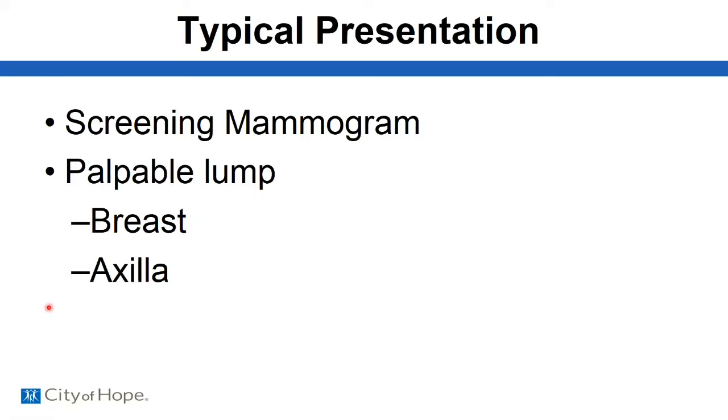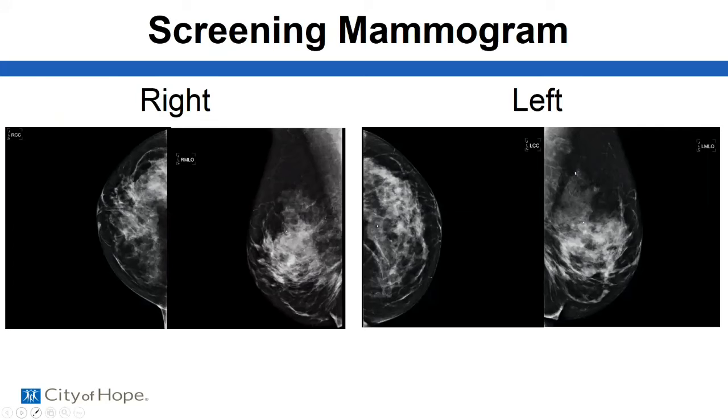So a typical presentation of a breast cancer patient is either you have a screening mammogram done as part of an annual physical exam, or someone feels a lump in the breast or something in the armpit area or a lymph node in the axilla. So you would go to your primary care physician, they would order imaging, and we would get mammograms.